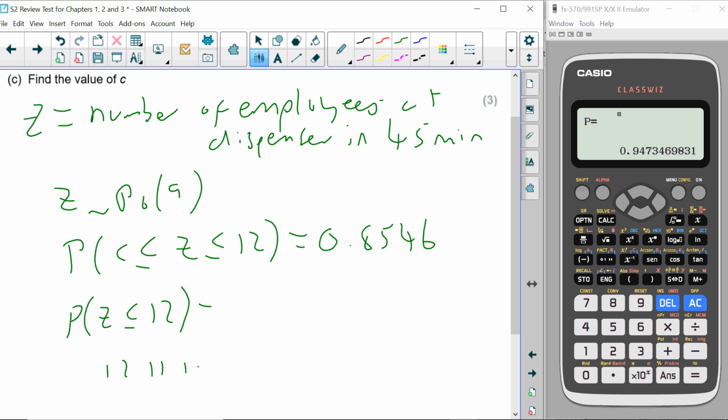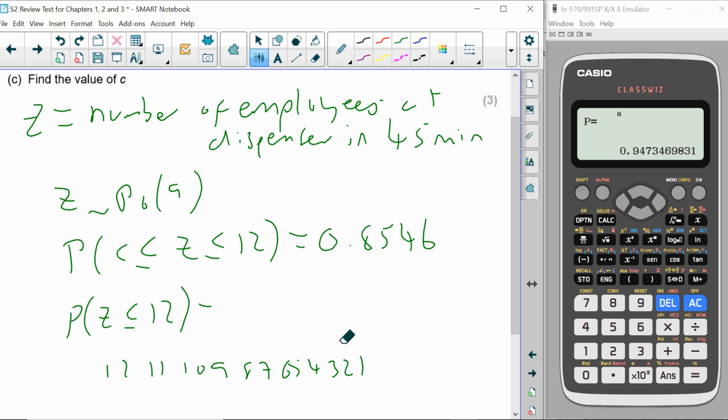Effectively this gives me 12, 11, 10, 9, 8, 7, 6, 5, 4, 3, 2, and 1. It gives me all of them. But I don't want all of them. Let's say, for example, that C is equal to 5. Then that means that from 5 downwards, I don't want it. I'd need to take away the probability that Z was less than or equal to 4. I'd need to get rid of all these ones.